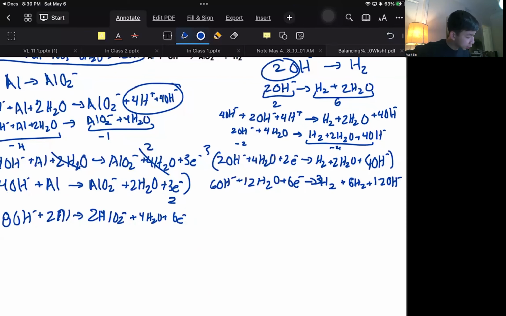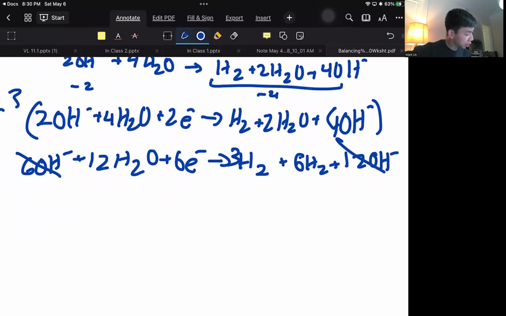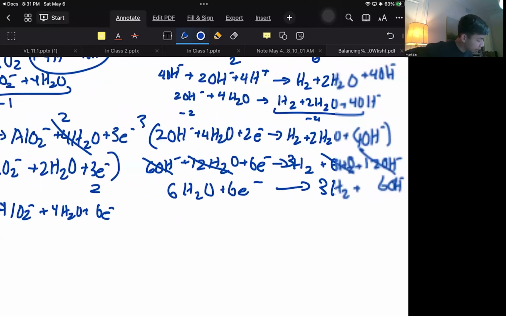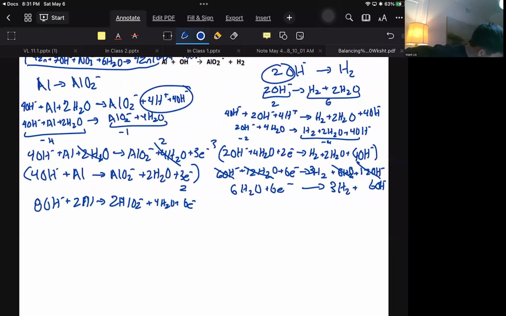So from here we can see that we can cancel some things out. This 6 OH minus can cancel out with this 12. 12 minus 6 is 6. Oh shoot, this should be H2O. This 12 can cancel out the 6. It's going to be 6 H2O plus 6 electrons gives 3 H2. Right. And then now we can just combine both equations.